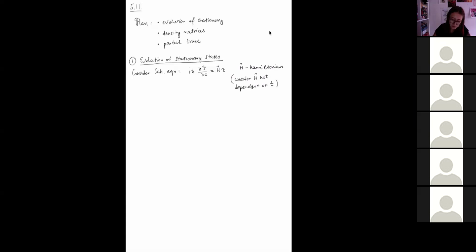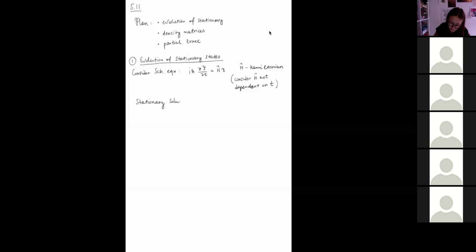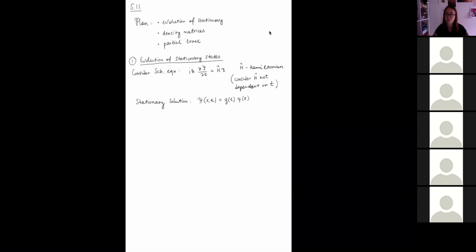And what are the stationary solutions of the Schrodinger equation? The stationary solutions are the solutions which are characterized by the fact that we can separate the solution in the form of a product of a function which only depends on time and a function which only depends on the position. So for a stationary solution, we would have this big Psi of x, t equal to g of t times psi of x, small psi.